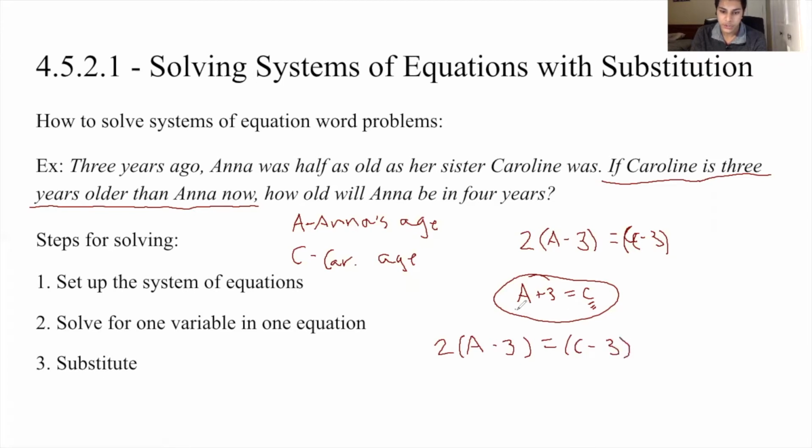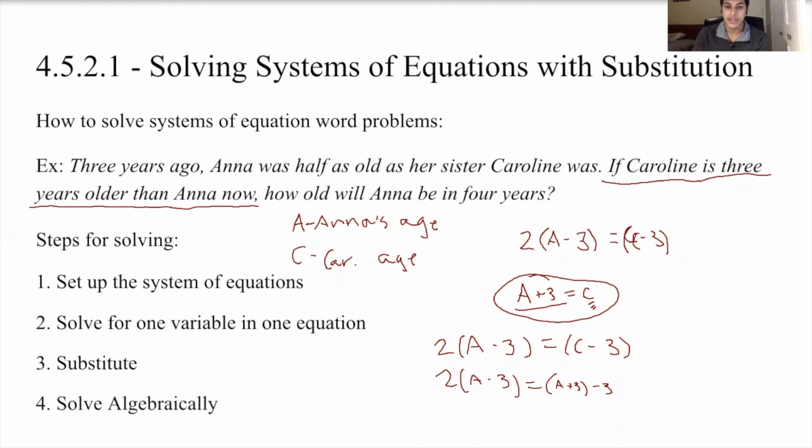If C is equal to A plus 3, and that's true no matter what, then we could rewrite this equation, and this is why it's called substitution, as 2 times A minus 3 equals A plus 3 minus 3. Because C minus 3 is the same as A plus 3 minus 3, because C is the same as A plus 3. So that's why it's called substitution, because you chose one of your variables and you substituted it with an equation that the other variable made it equal to. So now we have only A in this equation, and that's our substitution done.